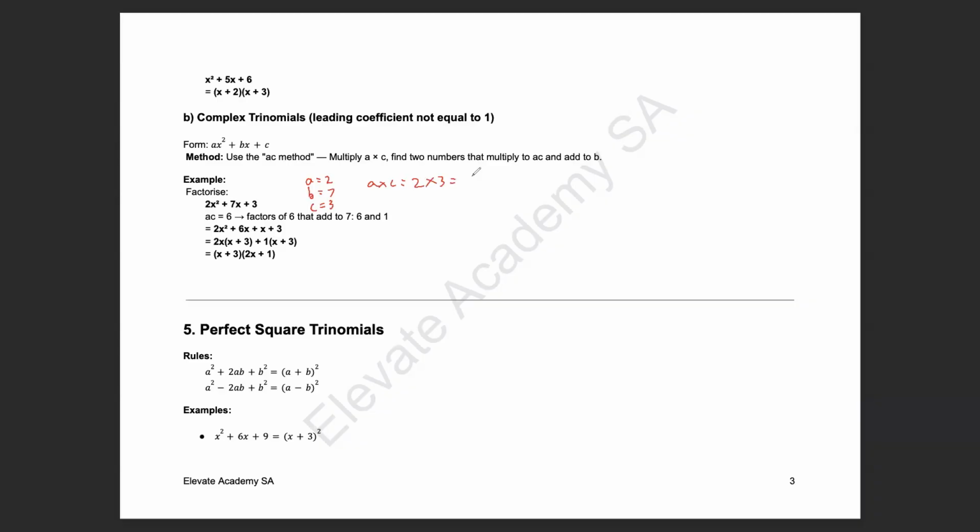And that is equal to 6. And then now we need to find two numbers that multiply to AC and add up to B. The sum of those numbers must add up to B. So when we look at B, 7, let's look at the possible factors of 6. First of all, it's 1 and 6, and 2 and 3. So which of these sets of factors add up to 7?